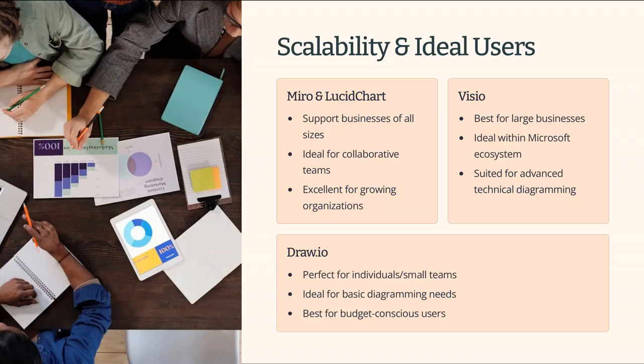Scalability-wise, Miro and LucidChart excel as they can support businesses of all sizes. They're also ideal for teams that need extensive collaboration features and integrations. Visio is best for large businesses needing advanced diagramming, particularly within the Microsoft ecosystem. Draw.io is ideal for individuals or small teams with basic diagramming needs and budget constraints.